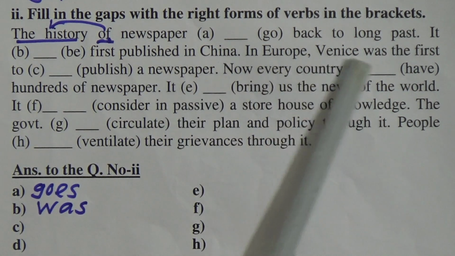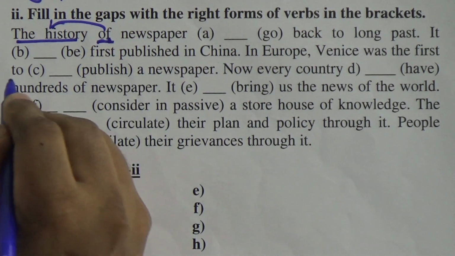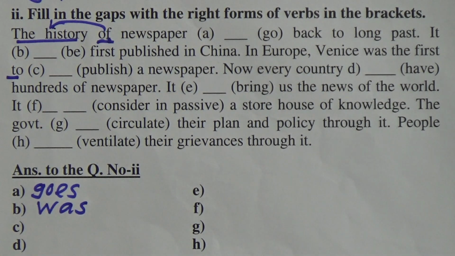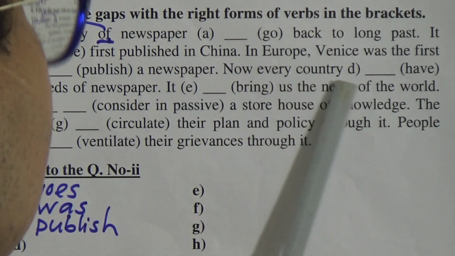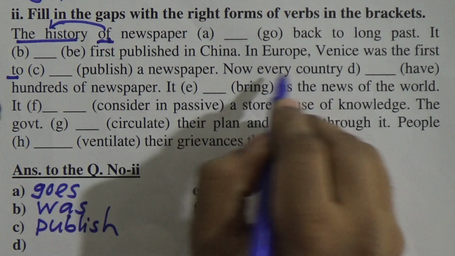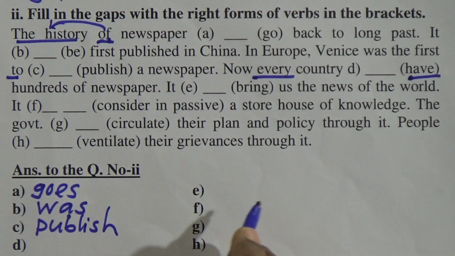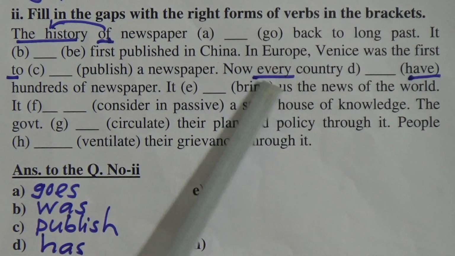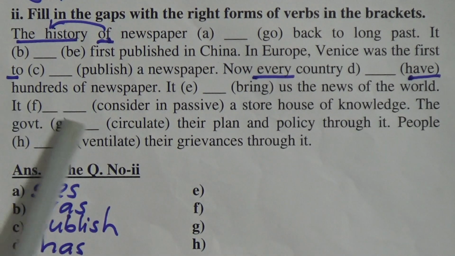In Europe, Venice was the first to dash a newspaper. So we learn after to, the verb always will be in base form, present form. After to, the answer will be publish. To publish a newspaper. Now every country dash hundreds of newspapers. Every country. So if a sentence starts with every one, the verb always will be in singular form. So now every country, there will be has here. If the subject is singular, we have to put a singular verb. So has hundreds of newspapers.